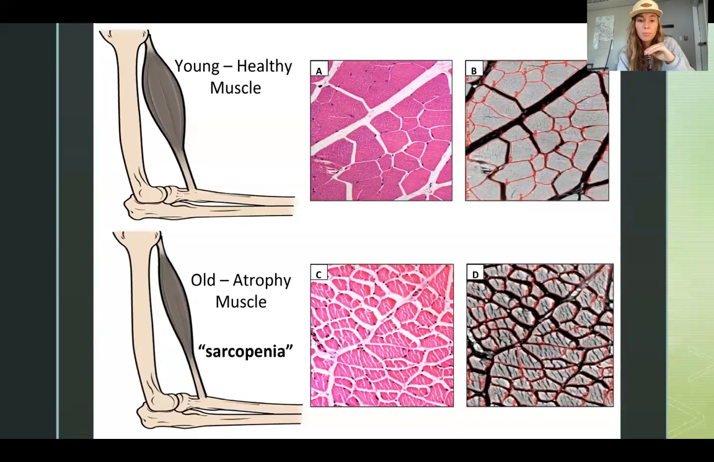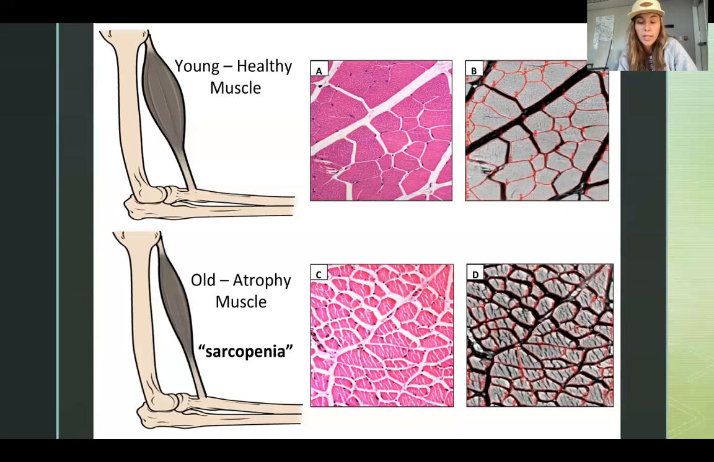And then on the bottom, we see the old atrophied muscle. On the left, it's smaller, not as wide as the young, healthy muscle. Now, this is termed, like I said before, sarcopenia. And on the right, you can see the muscle cells. They're smaller, they shrank, and there's more adipose tissue between them. They're damaged.